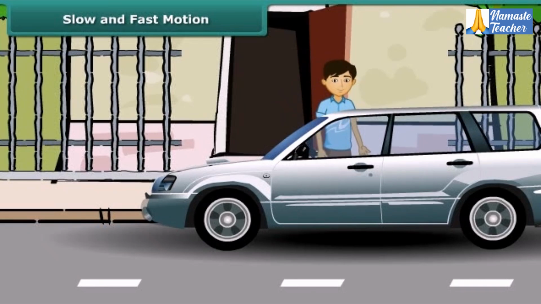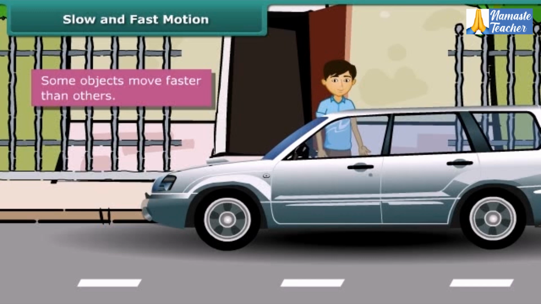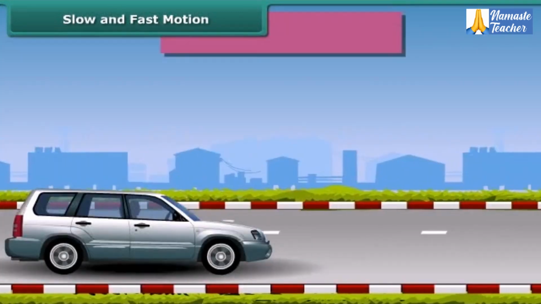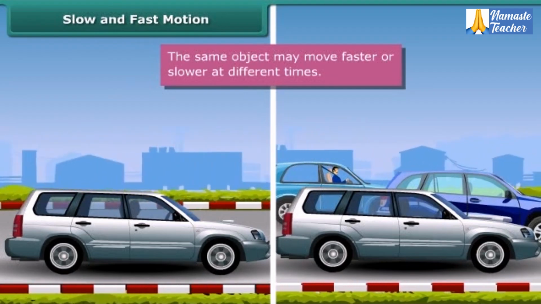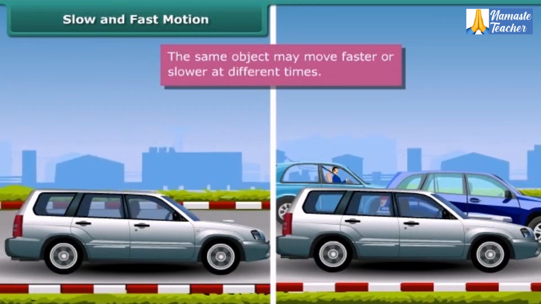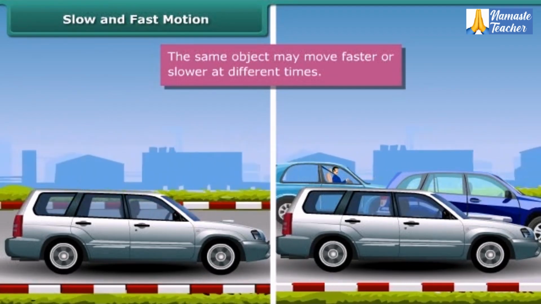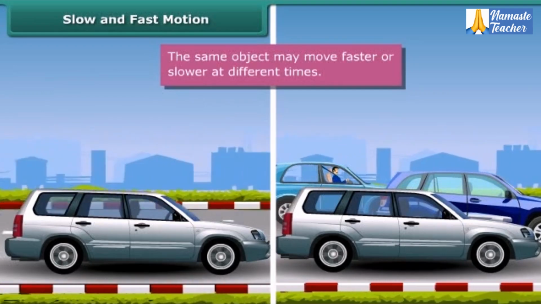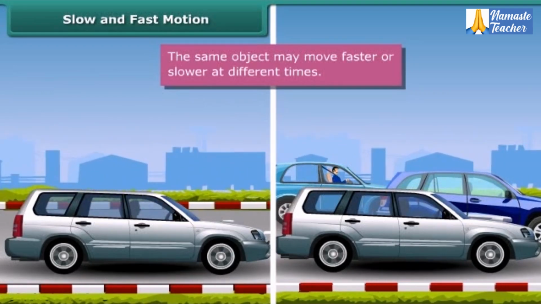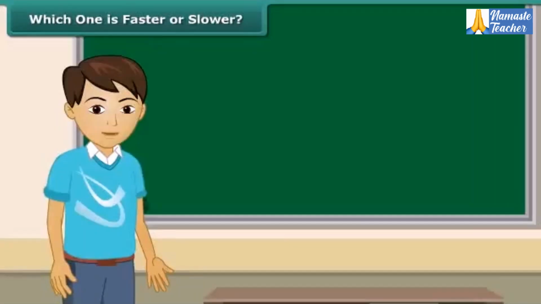So we can say that some objects move faster than others. Now the same taxi moves fast on an empty road and slow on a busy road. Thus, the same object can move fast at one time and slow at another time. The next step is to identify whether an object is moving faster or slower than another object.